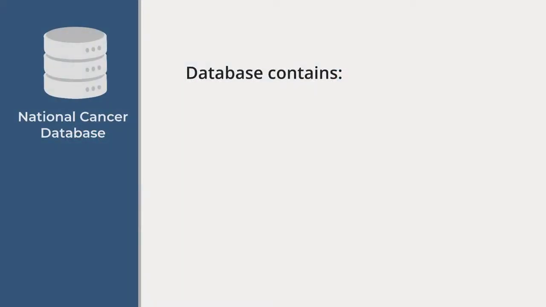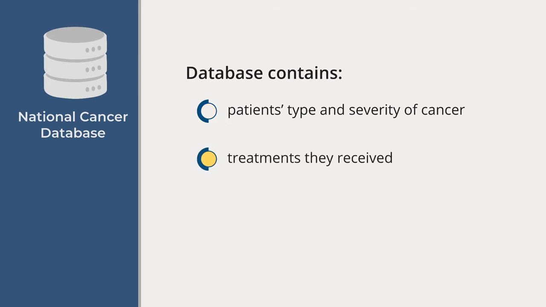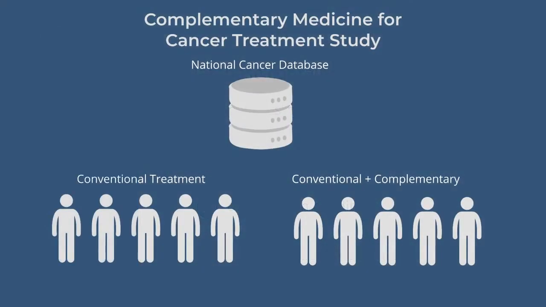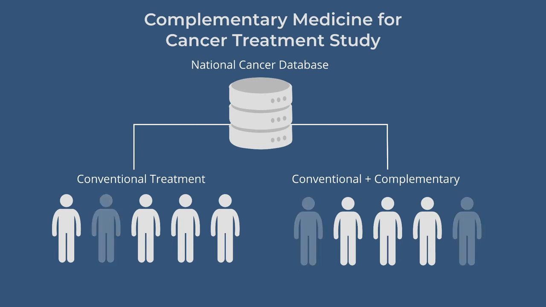This database contains information on patients' types and severity of cancer, treatments they received, other health conditions, and demographic characteristics such as age and race and ethnicity. The researchers used this database to identify patients who use conventional treatments and those who use conventional plus complementary medicine treatments, and if the patient died, they ascertained the time and cause of death. The primary outcome was time to death, and the primary exposure was treatment type.